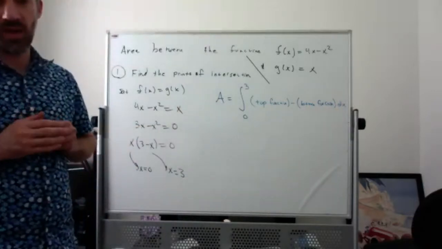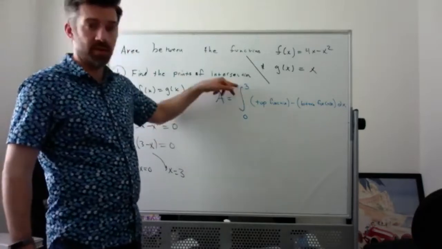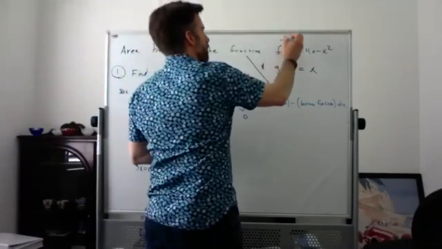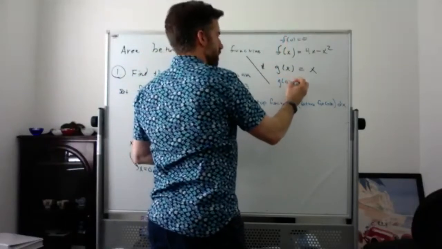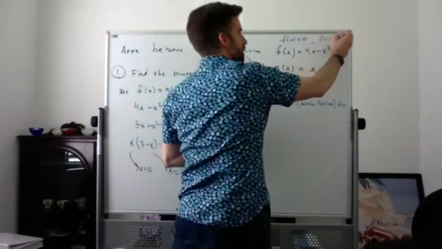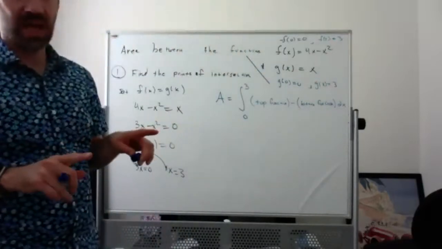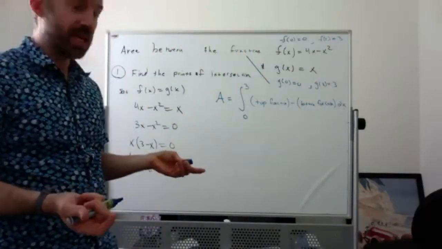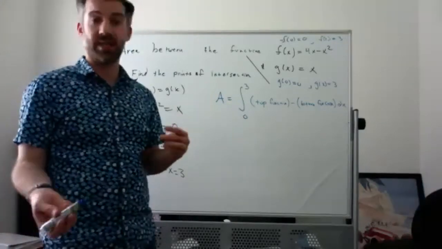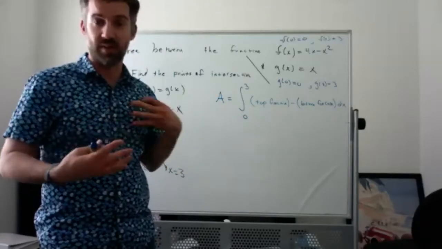Now, the question: how do you know which one is on top without graphing it? Well, here's the thing. These functions cross at 0 and 3, and only at 0 and 3. Right? If you plug in 0, f of 0 is 0. g of 0 is 0. If you plug in 3, f of 3 is 3, because you get 12 minus 9. And g of 3 is also 3. So these functions cross at those 2 points, but they don't cross anywhere else. Meaning, if you pick a point between 0 and 3 and plug that in, you can see which function has the larger value, and it'll have that larger value on the entire interval between 0 and 3, because they don't cross anywhere else between 0 and 3.